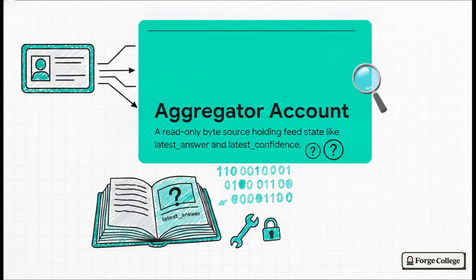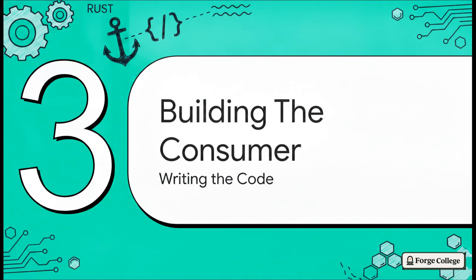Now, let's zoom in on that VIP ID card for a second. The aggregator account is treated as a read-only byte source on Solana. It holds the vital feed state, but specifically, we're really looking for 2 things here, the latest answer and the latest confidence. Because it's just a source of raw bytes, we can't just read it like a plain textbook. It has to be carefully deserialized to extract the exact numerical value of the feed and the Oracle's confidence rating in that value. Which brings us nicely to Section 3, Building the Consumer Program, where we actually write the code.